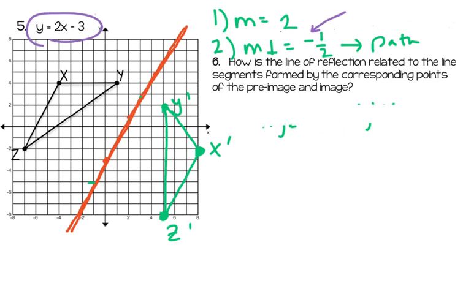Okay, for number 6, it's this question right here. It says, how is the line of reflection, that's my y equals 2x minus 3, related to the line segments formed by the corresponding points of the pre-image and the image?